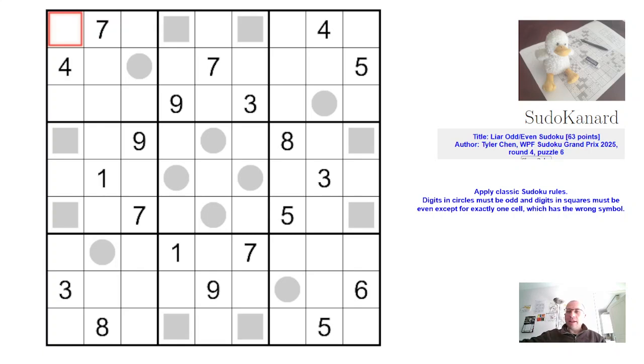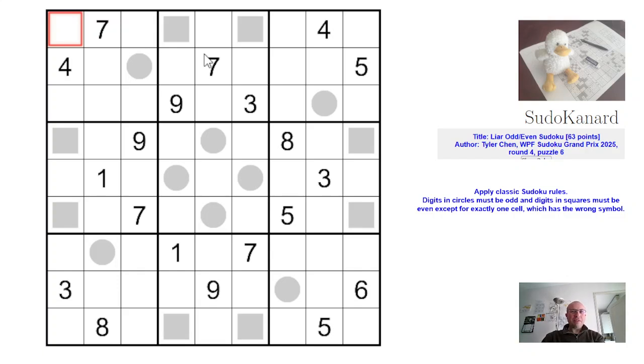We're here to solve this liar odd even Sudoku by Tyler Chen in Sudoku Grand Prix. That was the USA round. This was worth 63 points, which means that the difficulty is kind of middle of the road, or considering the round it was in, the easier puzzles, I must say, except that it was not found that easy by many people, and I agree that it was not that easy. I was fortunate enough to find a way to solve it, to find a breaking, but, well, I may have been lucky in that regard.